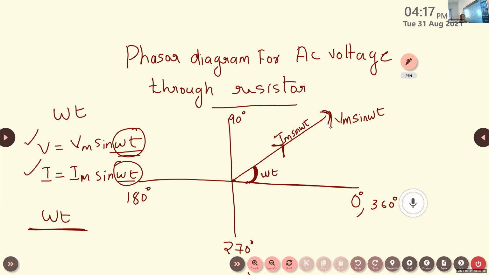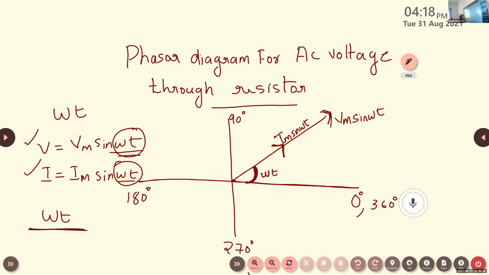So we started with the expression for current for AC voltage through a resistor. After that, we drew the graphical representation of AC voltage through a resistor, showing how we can represent the alternating voltage and the current when a resistor is connected to an alternating source of EMF, V equal to Vm sin omega t. Then the next step was the phasor diagram for AC voltage through a resistor.